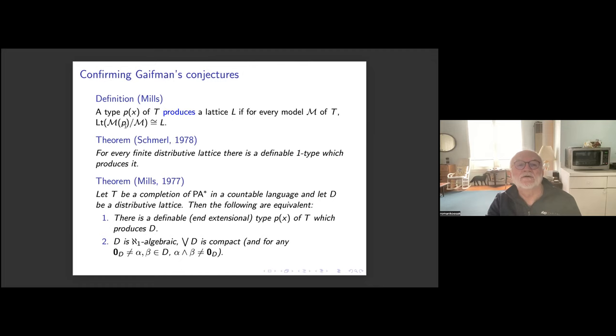And this was confirmed in two different ways. Schmerl introduced a special technique of building these models, proving not only that every finite distributive lattice can be realized as a lattice of interstructures, but that there is one definable type that produces it in this sense. So that's this very general result that you can always do that. And Mills, at the end of his, again, massive paper, extends this to any distributive lattice, not just finite.